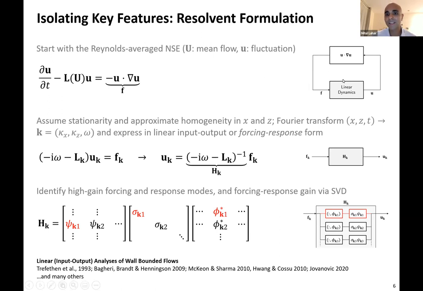Right. So we started with our forcing response representation of our Navier-Stokes equations. We look primarily at the linear dynamics. We then Fourier transform because we're looking at approximately homogeneous flows in streamwise and spanwise directions and stationary flows in time. And then we can discretize our forcing response transfer function and pursue an SVD. And as I mentioned previously, all of this is relatively straightforward, maybe a few hundred lines of code in MATLAB.